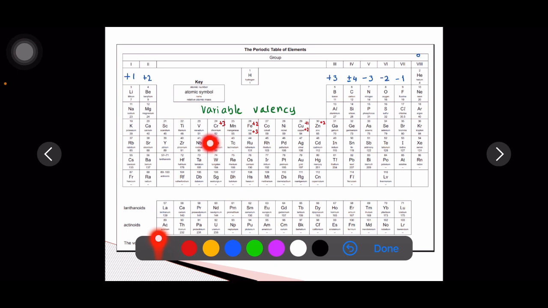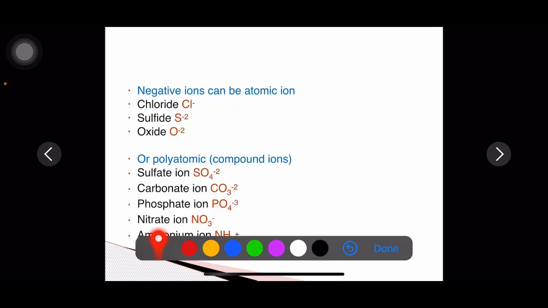And for transition elements, there are variable valencies. Chromium plus 3, iron could be plus 2 or plus 3. Copper can make plus 1 charge or plus 2 charge. Usually zinc loses 2 electrons to make plus 2 charge. You can find out these elements and their charges from the periodic table.